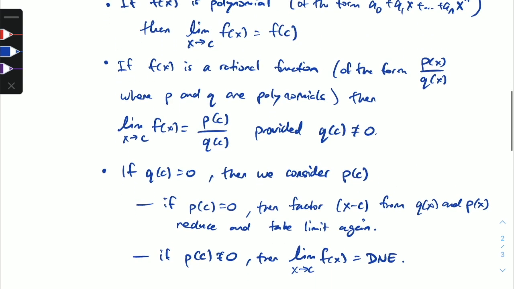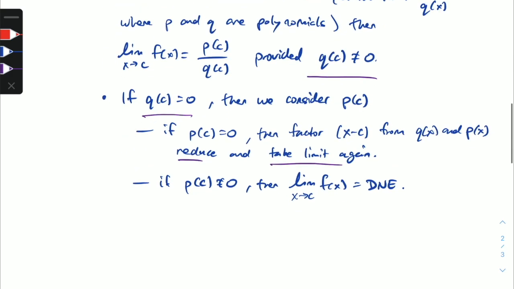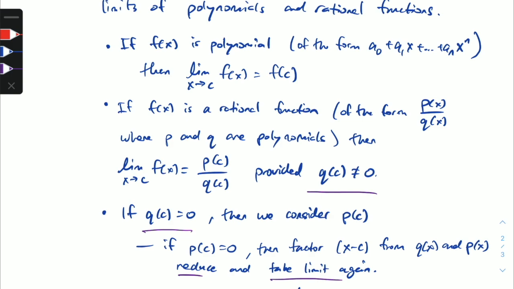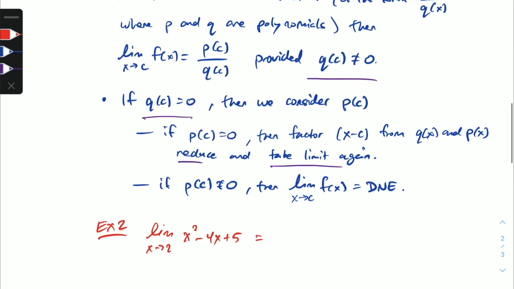Okay, so this is a complicated set of rules. Let's do a couple examples. The first example here is going to be a polynomial. We're going to take the limit as x goes to 2 of x squared minus 4x plus 5. And you'll see here the first rule is if we have a polynomial, then wherever x goes to, that c value, you just put the c value into the polynomial. So this is going to be 2 squared minus 4 times 2 plus 5. So 4 minus 8 plus 5, which is 1.